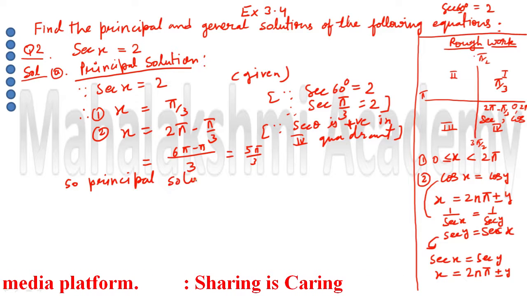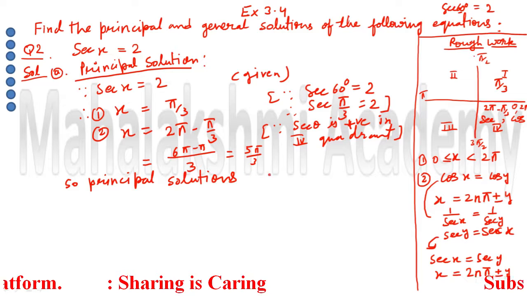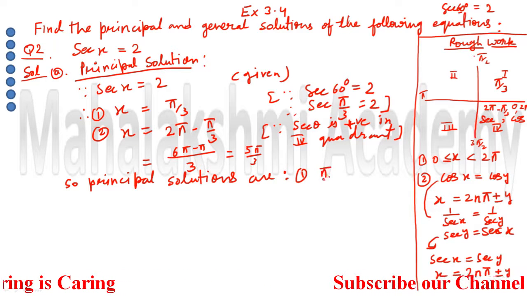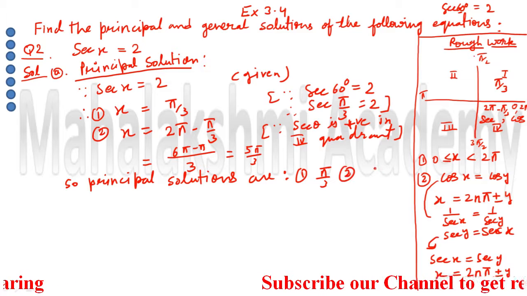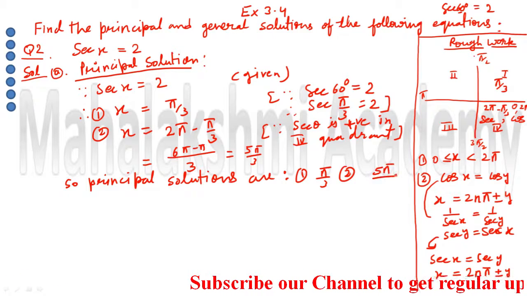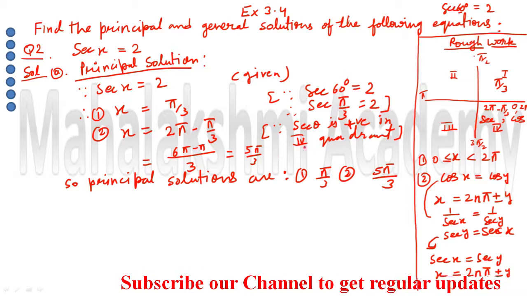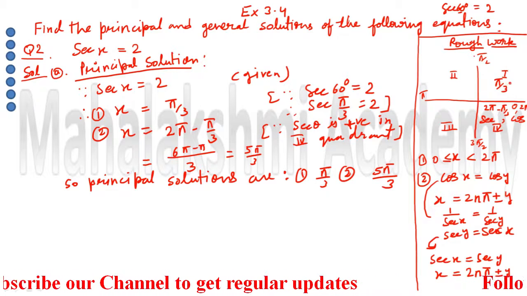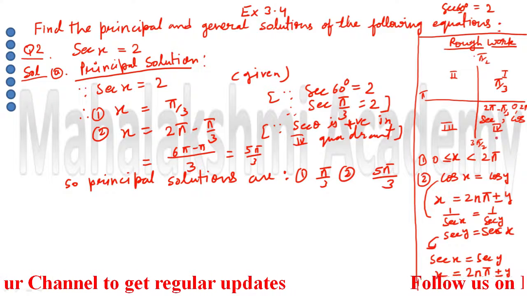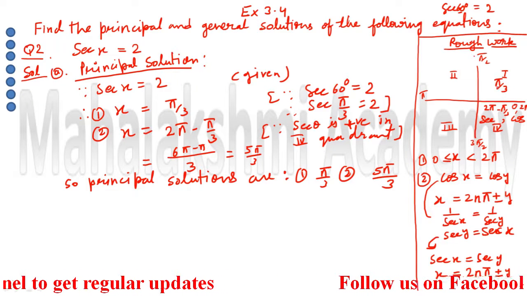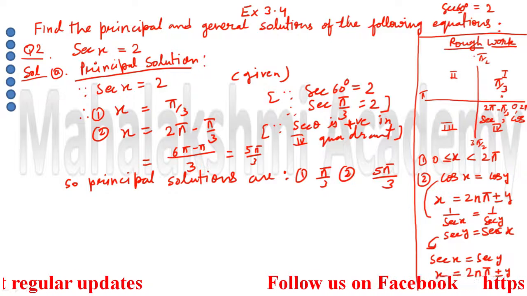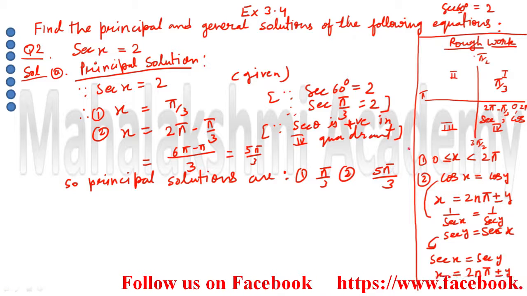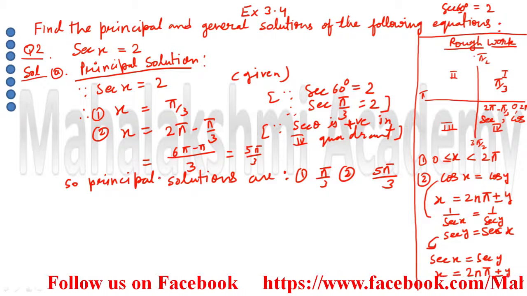So the principal solutions are, first one is pi upon 3 and the second one is 5 pi upon 3. So I hope it's clear to you. In principal solution, sec is positive in first quadrant and in fourth quadrant. That's why in first quadrant at angle pi upon 3, and in fourth quadrant we have to do 2 pi minus pi upon 3. So principal solution is completed.